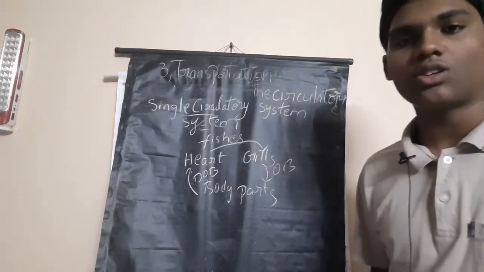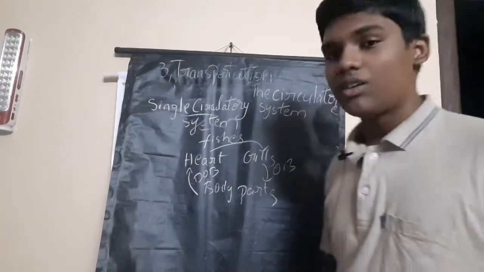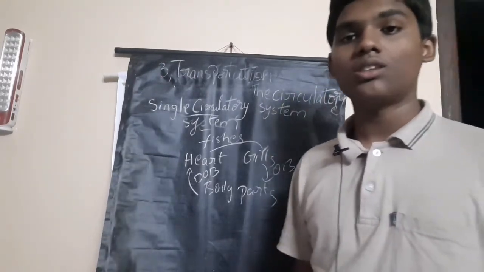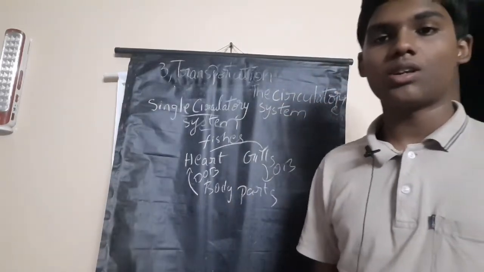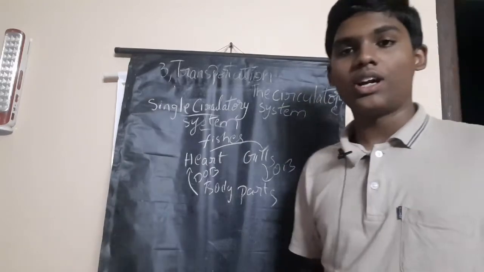What is now the double circulatory system? We already discussed it in the earlier videos. It is the circulation of the blood which involves two times, once between heart and lungs, and once between heart and body parts. We already discussed two circuits, pulmonary circuit and systemic circuit. Okay, that is about the circulatory systems.